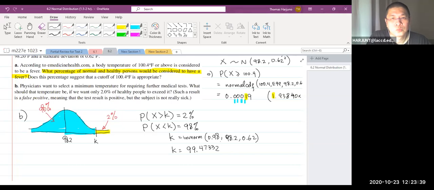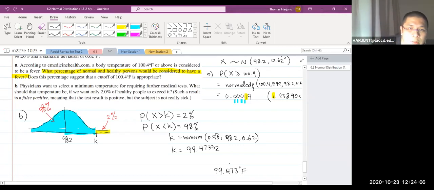Okay. Now, such result is called false positive, which means that imagine somebody with body temperature 99.473 degree Fahrenheit walks into a hospital. Then what is the probability that person is actually still healthy, but yet the nurses who took the body temperature say that he is sick? Now we call that false positive. It means this person is considered positively sick, but it's actually false. This person is still healthy. The probability is 2%.